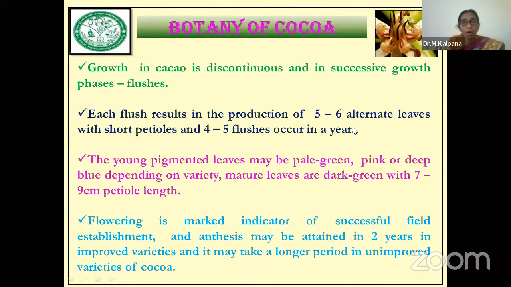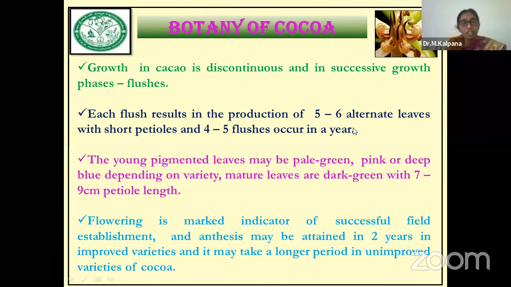In a year, you will get almost 4 to 5 flushes. These flushes also depend upon the climatic condition of that region. If the climatic condition is favorable, at that time you will get 4 to 5 flushes. Otherwise, you will get fewer than 4 flushes. Okay, and then flowering is also an important indication for successful field establishment in cocoa.